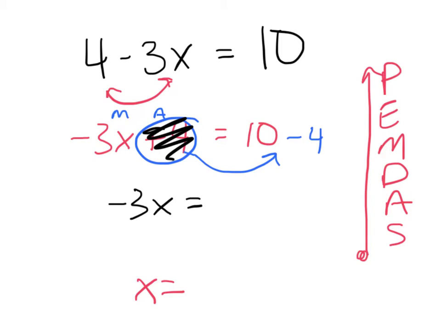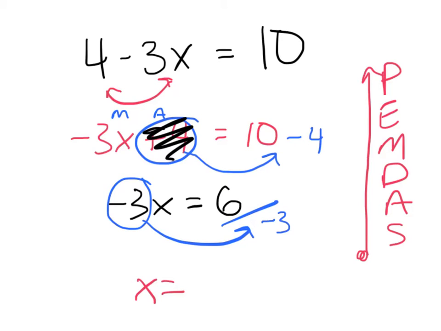10 minus 4 is 6. Now I'm going to take my multiply by minus 3, and I'm going to take that to the other side. When I multiply by negative 3 on the left side, I divide by negative 3 on the right side. Well, I've got x left over right here. x equals 6 divided by negative 3.